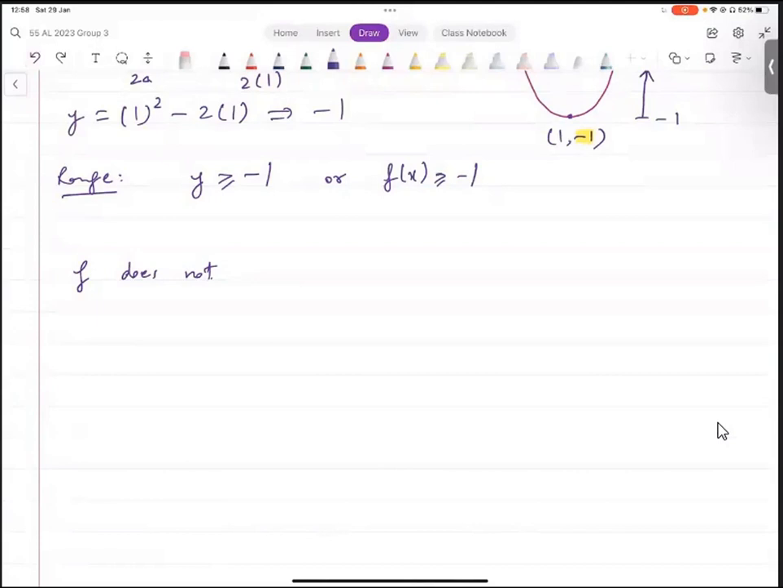You say f does not have an inverse. Why? Because it's not a one-to-one function.